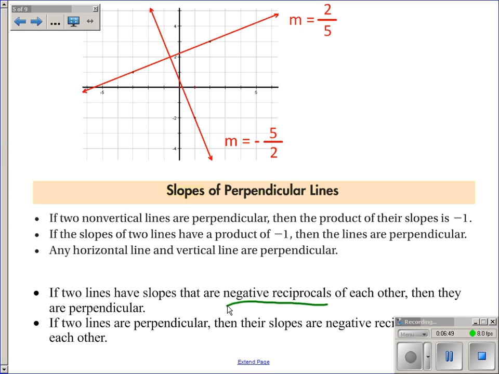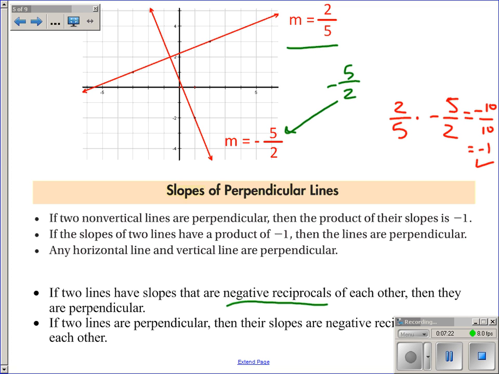Okay, for example, in this case, m is 2/5, and this m is -5/2. So if I take this one and flip over the fraction, find the reciprocal, it'd be 5/2, and also it's a negative reciprocal, and so that's what I got here. Okay, that's the way I think of it. The book thinks of it as, well, if I take 2/5 and multiply by -5/2, I get -10/10, which simplifies to -1. And so these are perpendicular. Okay, either way you want to look at it is fine.